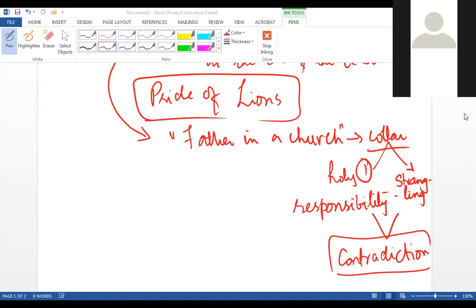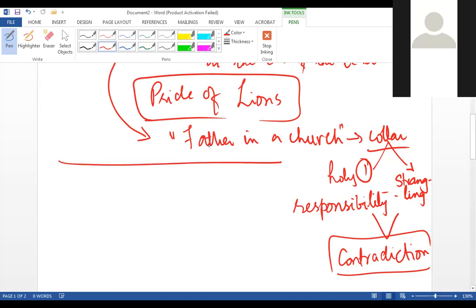Miss? Yes, beta. Is it necessary that the difference, for example, you told us that it is a holy responsibility for them, we had to understand that he is a priest in a church, so that's why he has this holy responsibility? Yes, yes, yes. It will be mentioned, and that's why we compared it to the strangling part. Yes. Let me give you one more example.